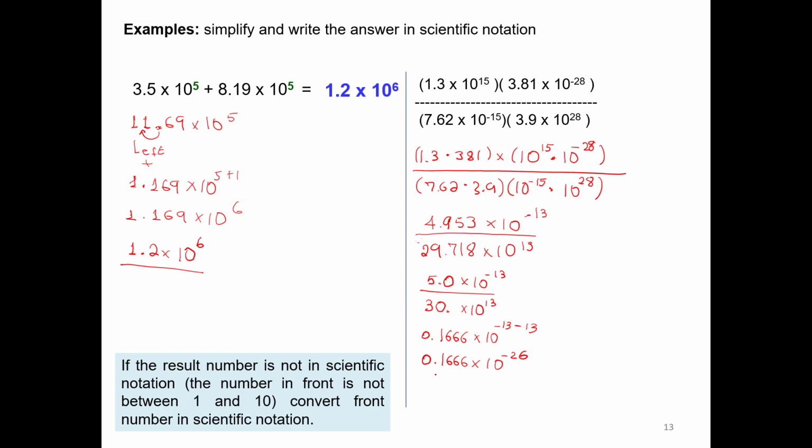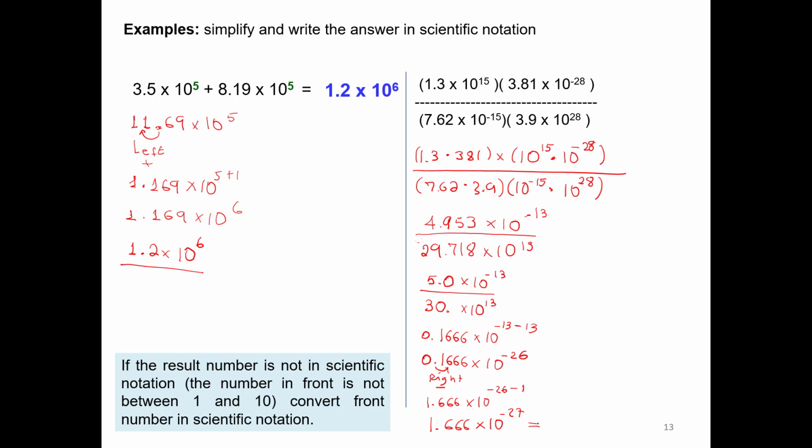We need to move the decimal point 1 place, and we move to the right. And if we move to the right, we need to subtract. It will be 1.666 × 10 to the power minus 26 minus 1. Let me write here, this will be 1.6 × 10 to the power minus 27.